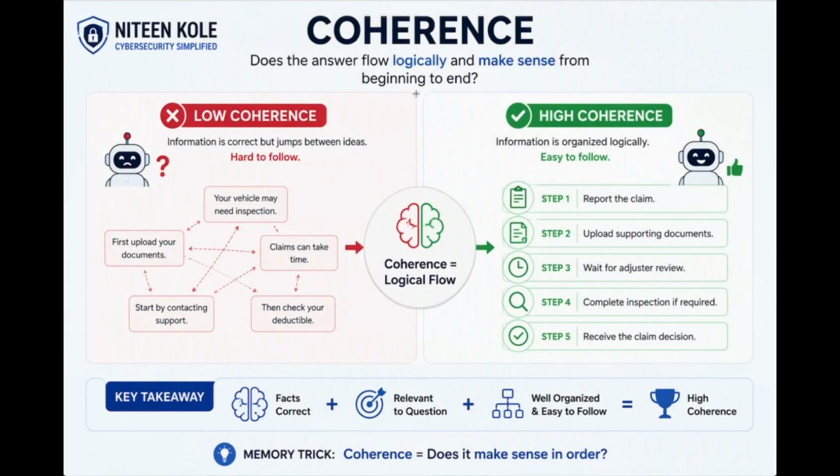Today's AI-103 question is about a very important AI evaluation metric, coherence. In simple language, coherence measures whether an answer is easy to follow from start to finish. If an answer jumps between ideas and feels confusing, coherence is probably low.